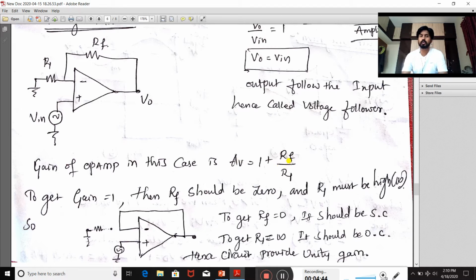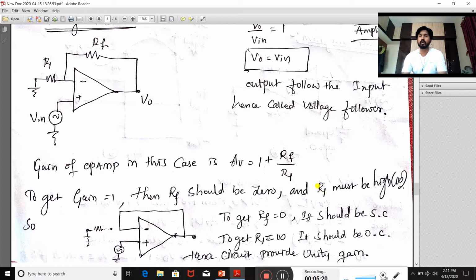To make this 0, what is required? RF should become 0 and R1 must be infinite. So 0 divided by anything will become 0 only. Now the question comes, how to make RF equal to 0? Whatever RF we have connected, we need to remove and just short it with the output. When you short this, then the resistance will become 0. So RF will become 0.